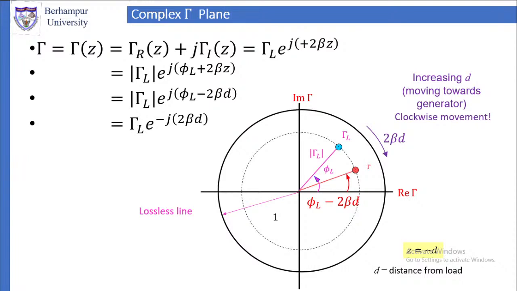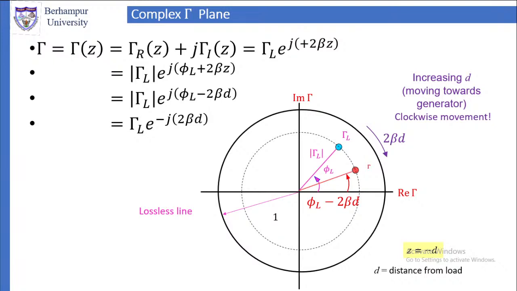Then from the x-axis move an angle phi L on that circle. The circle that you have drawn is the dashed circle. On the dashed circle move by the angle phi L in the anti-clockwise direction. Wherever that angle meets the dashed circle, that point is gamma L. Now from the gamma L point move in the clockwise direction by an amount 2 beta d. That angle is shown on the outer side, so move in the clockwise direction by 2 beta d.